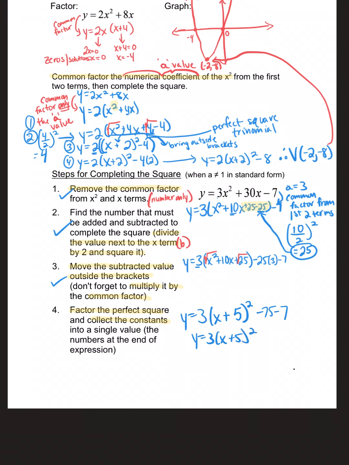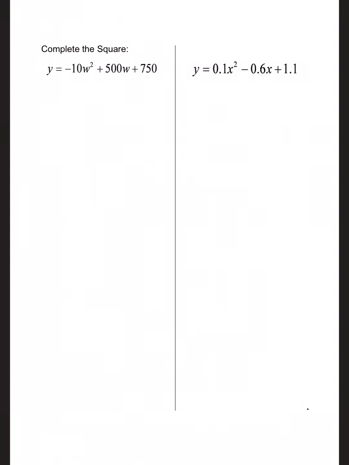Negative 75 minus 7 is a negative 82. So that would be that complex quadratic or complex trinomial written in vertex form after completing the square. Let's look at a few more examples. Okay, so for the next one, it says complete the square.